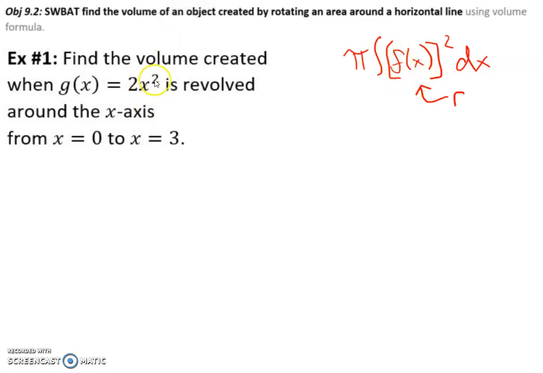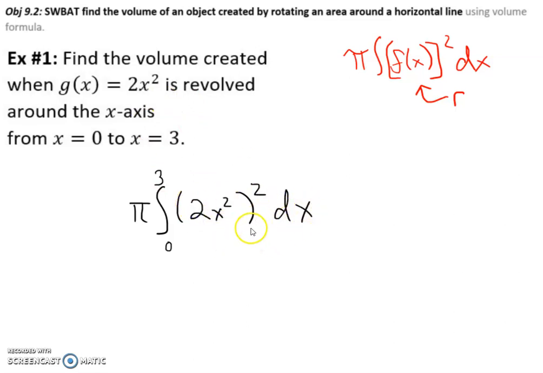In this first example, it asks for the volume created when this function, 2x squared, is revolved around the x-axis from 0 to 3. So we'll set this up as the integral from 0 to 3. And then it's pi radius squared, and our radius in this case is 2x squared dx. This is it. I know you can finish this. I'm not going to finish it for the purposes of this video, but that's the setup.